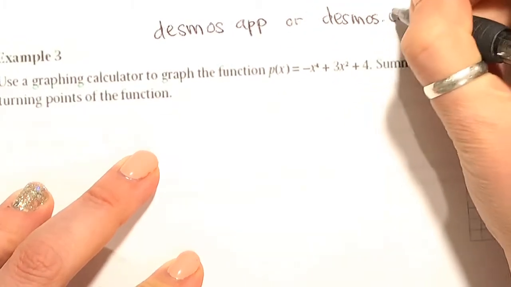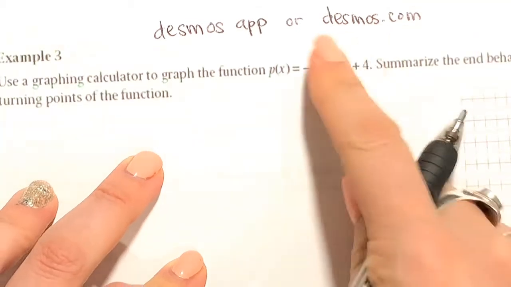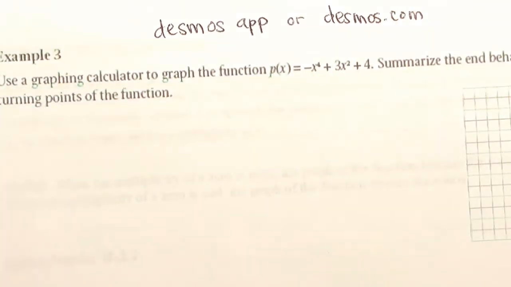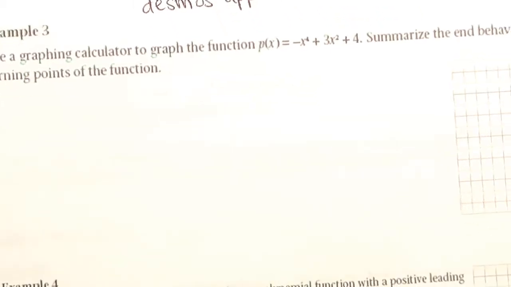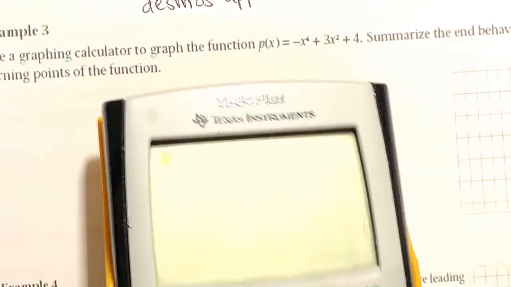And then you can just type in your graph on your computer that way. But just a heads up, if you have the app, I'm not going to let you use your phones on the tests. So you do need to have something as a backup, either a calculator you can borrow from a friend, something like that. But you can use that for now. So let's graph this function.